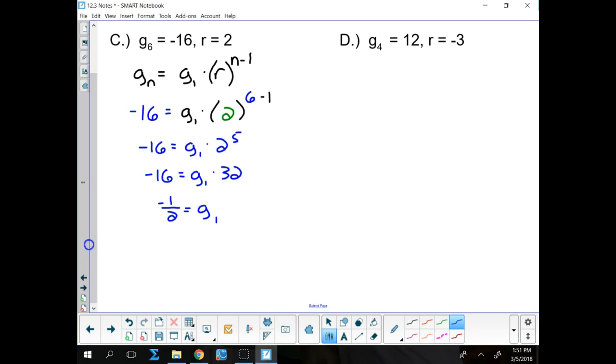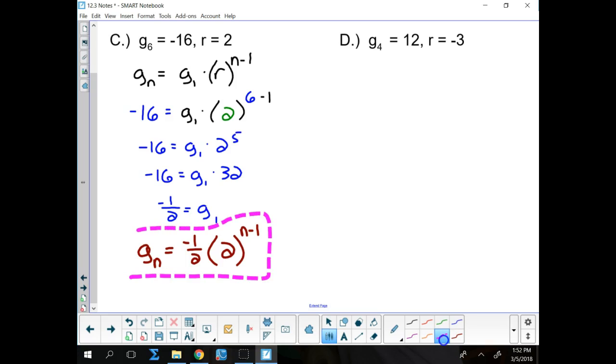So my rule here is g sub n is my first term, which was negative 1/2, times r, which was 2, to the n minus 1 power. Okay. That's a good stopping point for today.